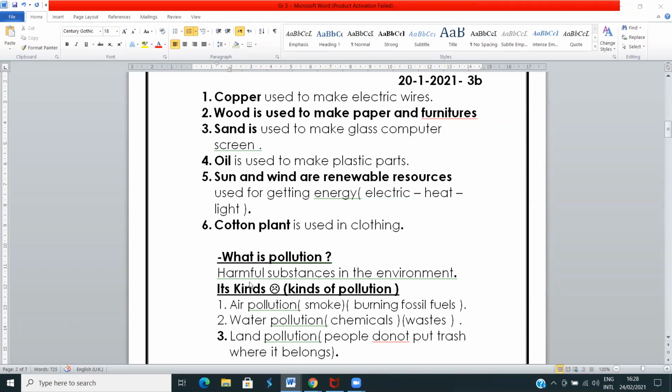What is pollution? Harmful substances in the environment. Excellent.